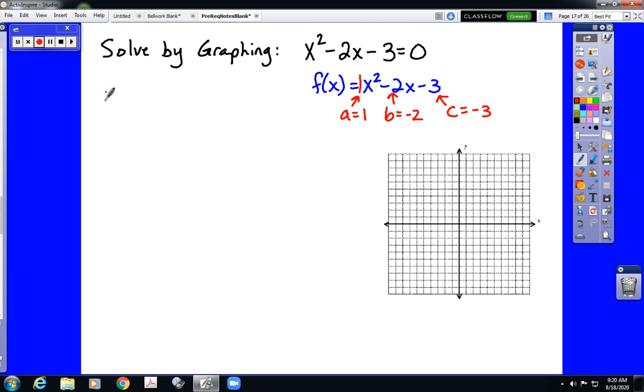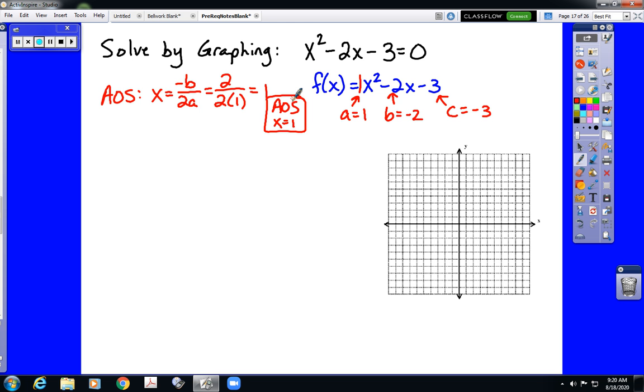We will then go over here and we will find our axis of symmetry. Remember, that is the equation negative b over 2a, or the opposite of b over 2a. So since b is already negative, the opposite of b would be positive 2, and a is 1. So 2 over 2 times 1, which would equal 1. So our axis of symmetry is the line x equals 1.